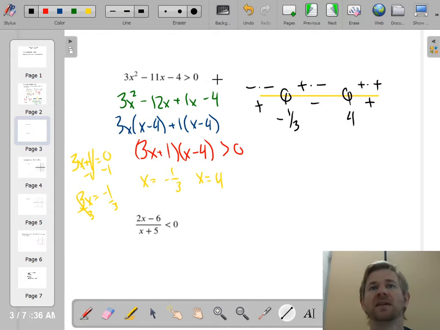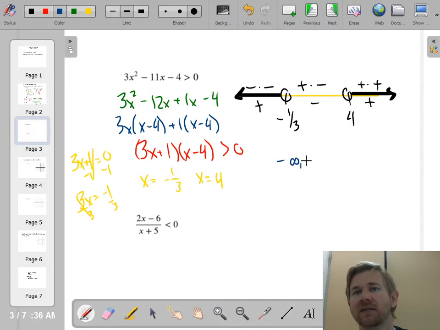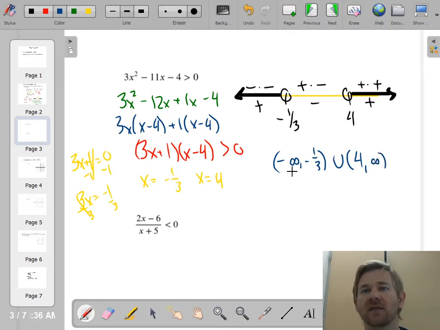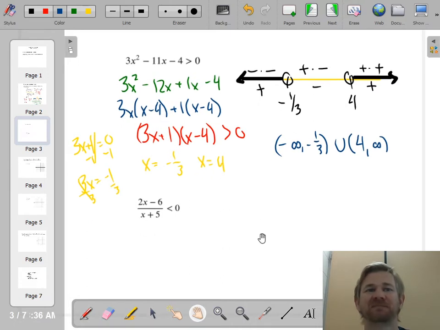I'm asked to find where it is greater than 0, so again I want the intervals where it is positive, that is the outside here. So I'm going to shade that, and then I'm going to write my solution set in interval notation, negative infinity to negative 1/3, again parentheses everywhere. 4 to infinity. Look at that infinity. That's a good infinity. One more fraction problem.